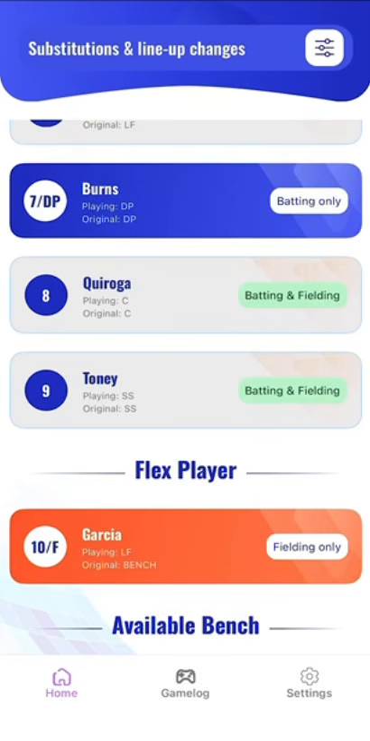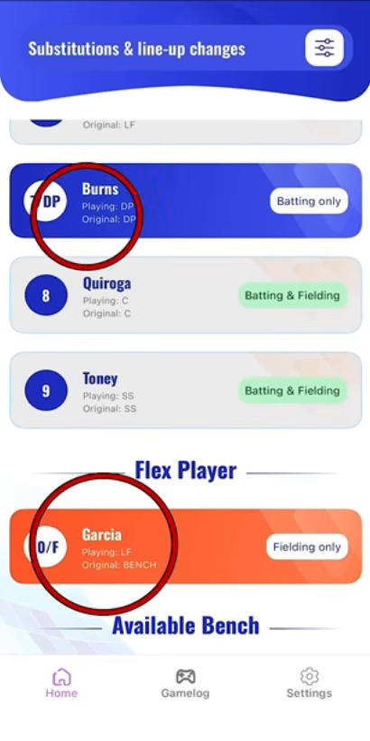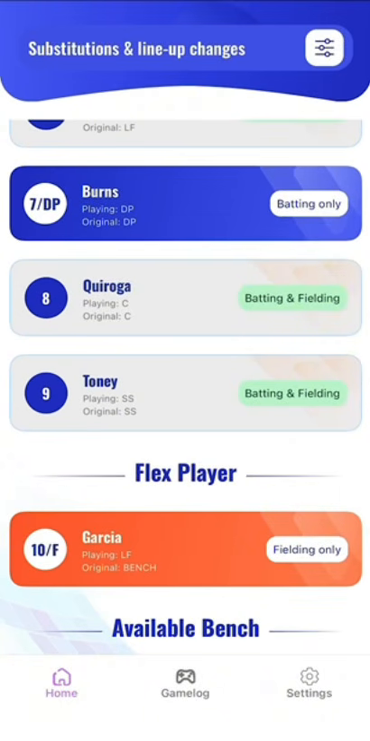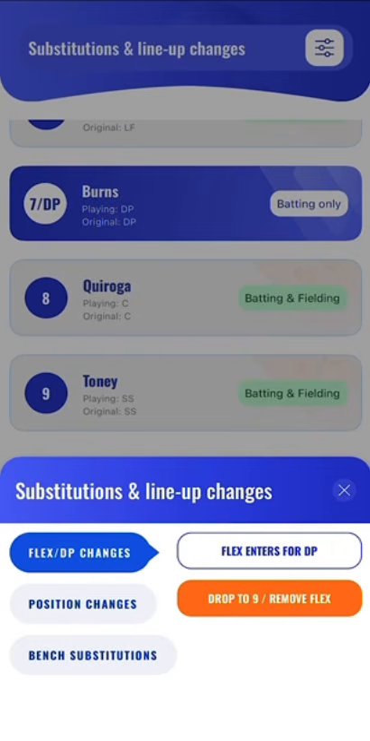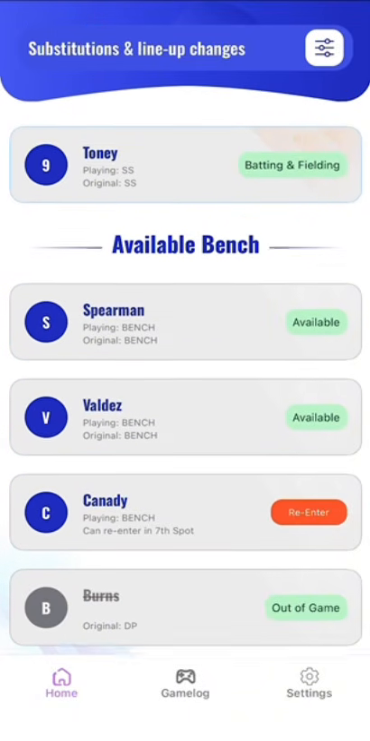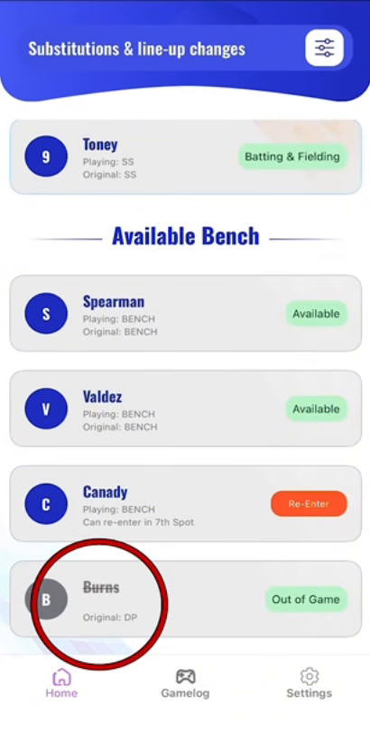First of all, remember Texas Tech is up 6-3, top of the 7th. Burns gets on base. Now a cool thing that every softball coach should know is that flex can run for the DP. Garcia is a fast outfielder, and Burns gets on base. We can go up to the substitution bar and go flex enters for the DP. So Garcia goes in for Burns and is now running. Burns is now out of the game, though, because Burns came out, came back in, and came back out.